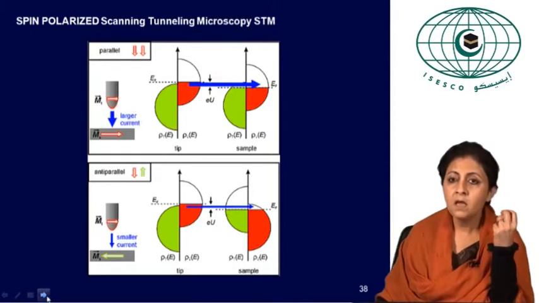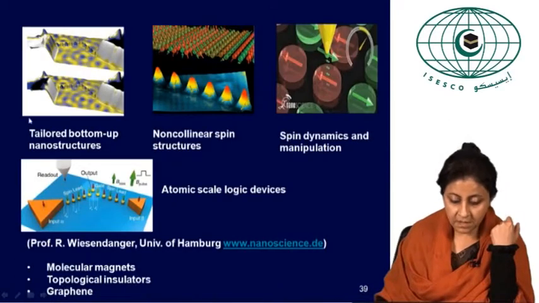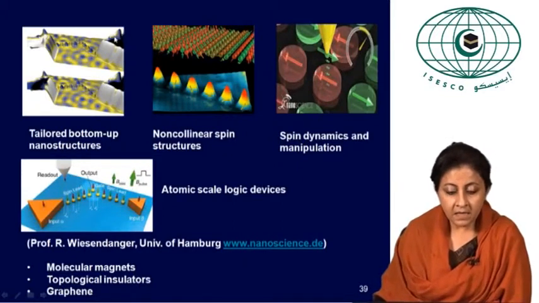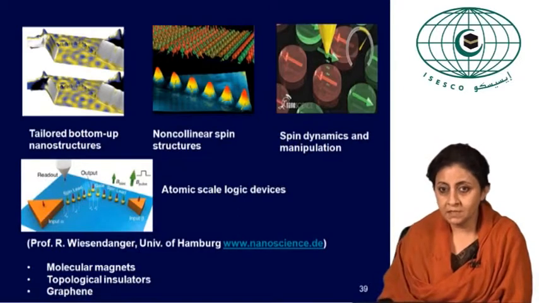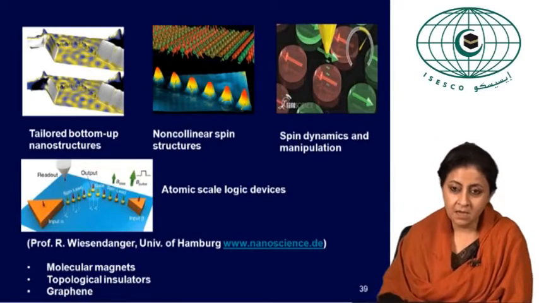And you can even magnetize individual atoms as you want them to be. This, for example, is some work from the group of Professor Wiesendanger at the University of Hamburg. This is very recent work, and here they show that they can make iron atoms antiferromagnetic, which is very interesting, because iron, we know, is a ferromagnet. Everybody knows that iron is a ferromagnet.